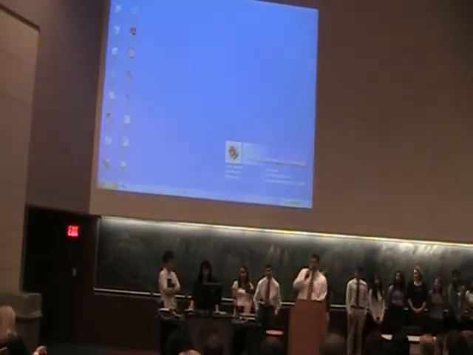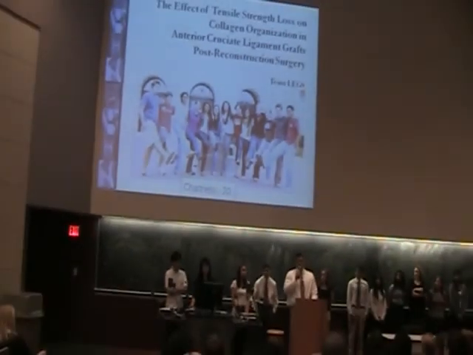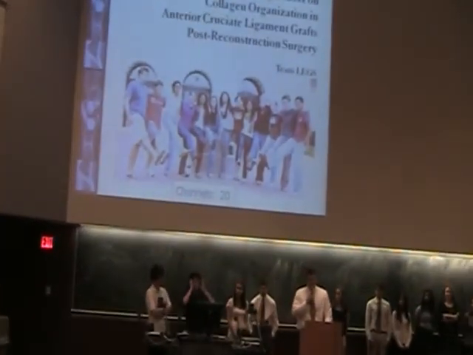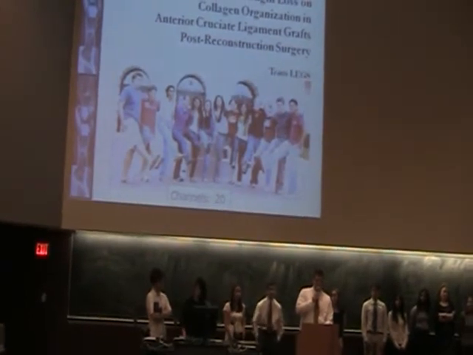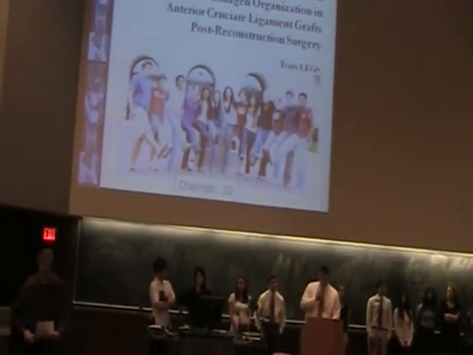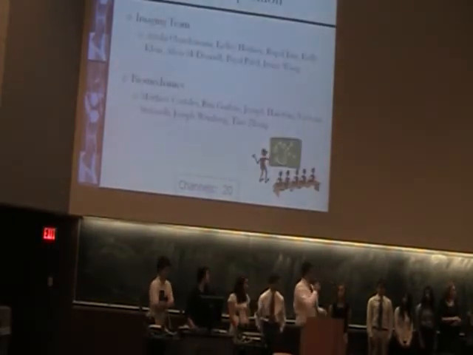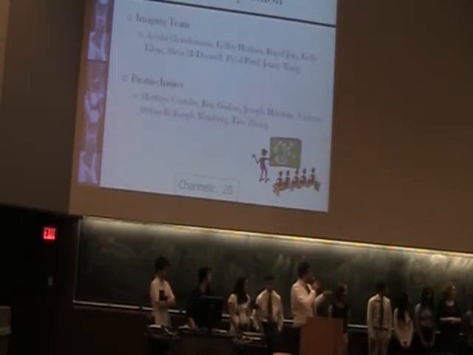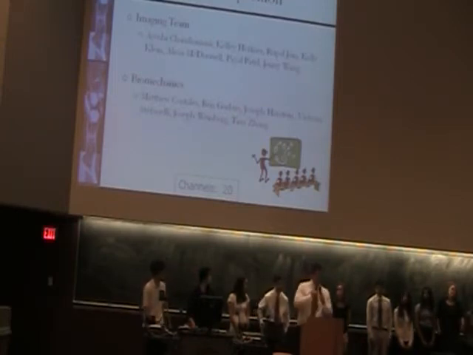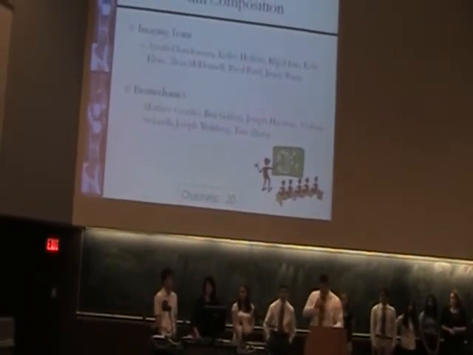Alright, so we are Team Legs. Our official team title, our research project, is the effect of tensile strength loss on collagen organization and anterior cruciate ligament grafts post-reconstruction surgery. But we just go by Team Legs. Before we begin, we'll take a quick moment to introduce everyone. So at the end we have Jenny, Pyle, Vicky, Kelly, Rupal, Ayushi, Matt, Kelly. I'm Ben, Joey, Alicia, Tina, and Yasi.